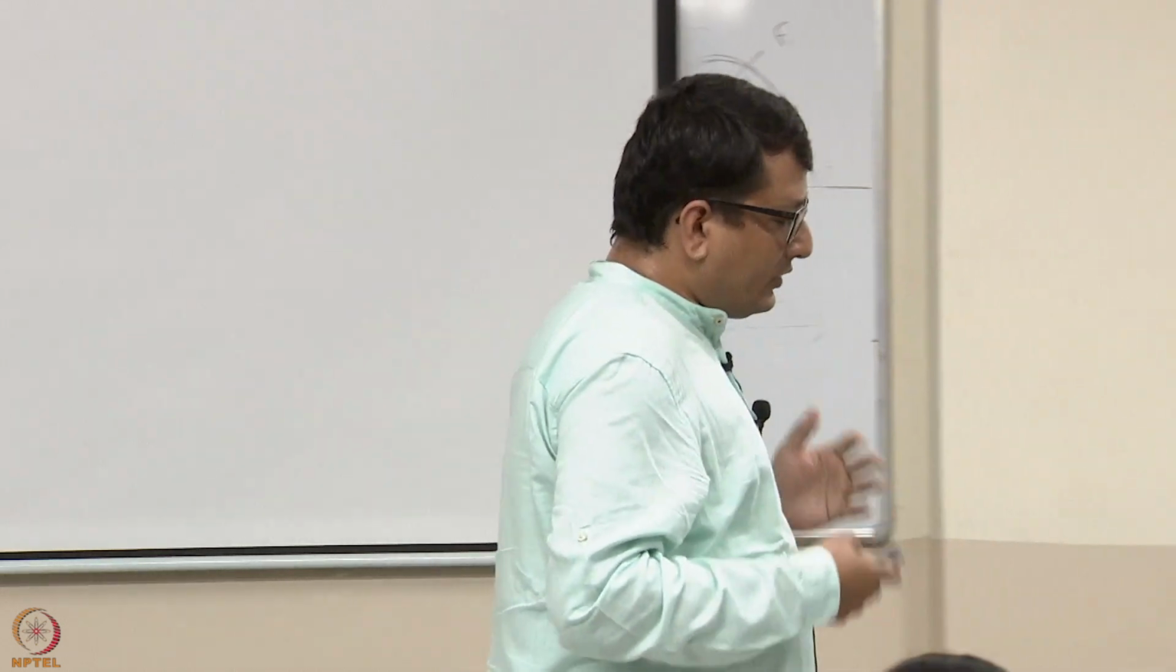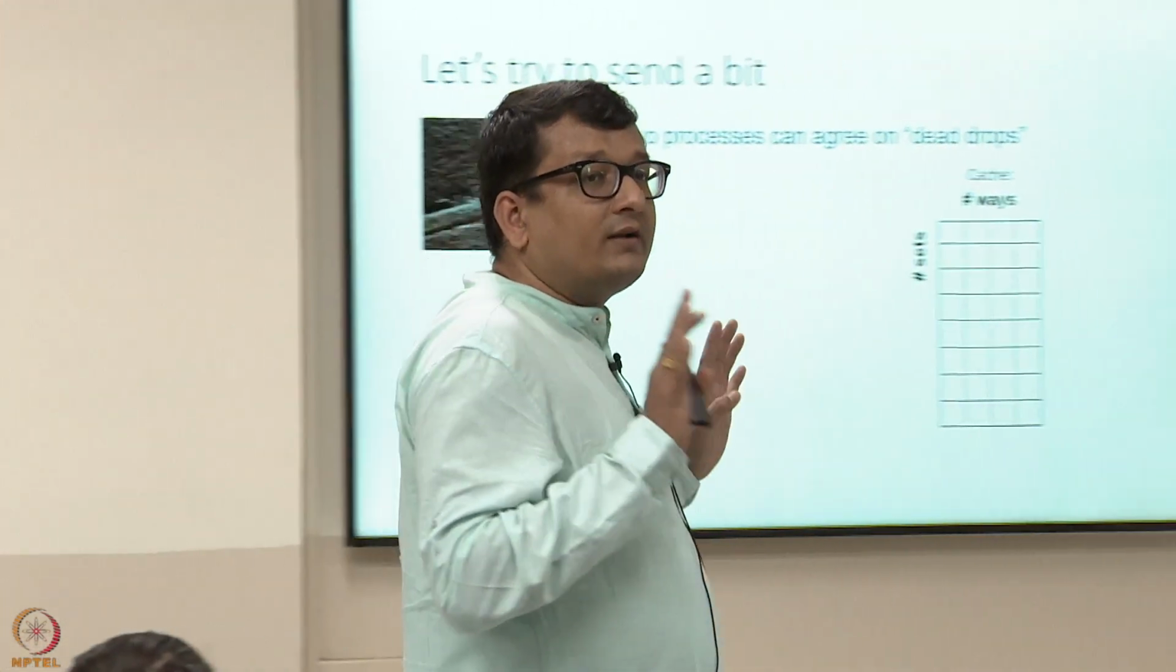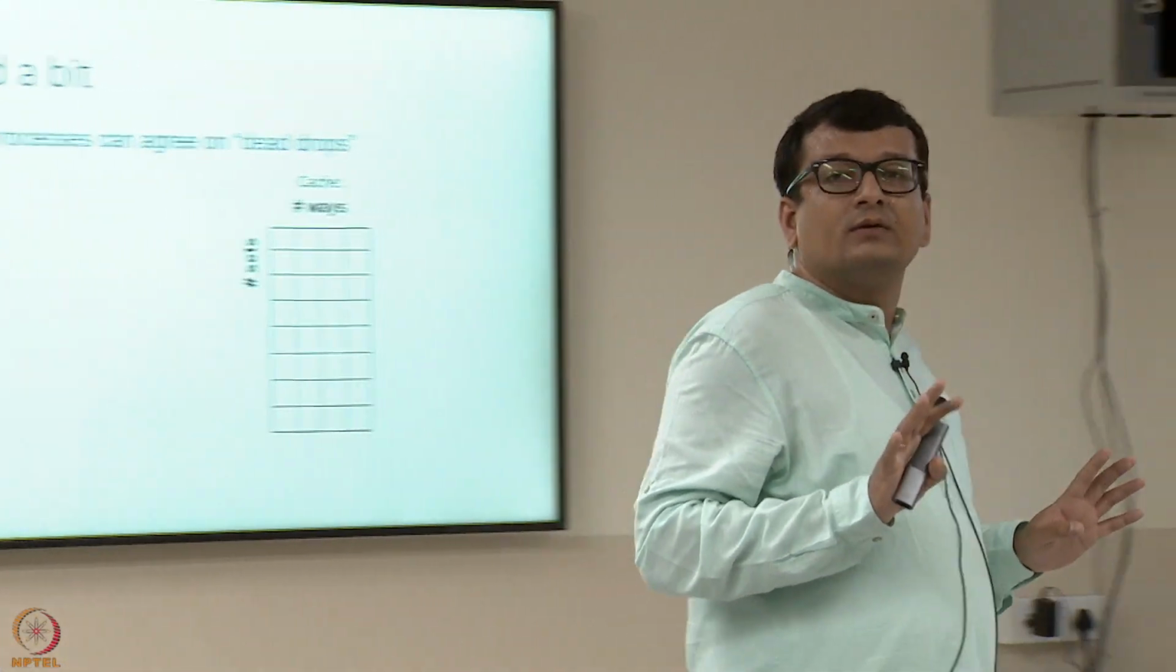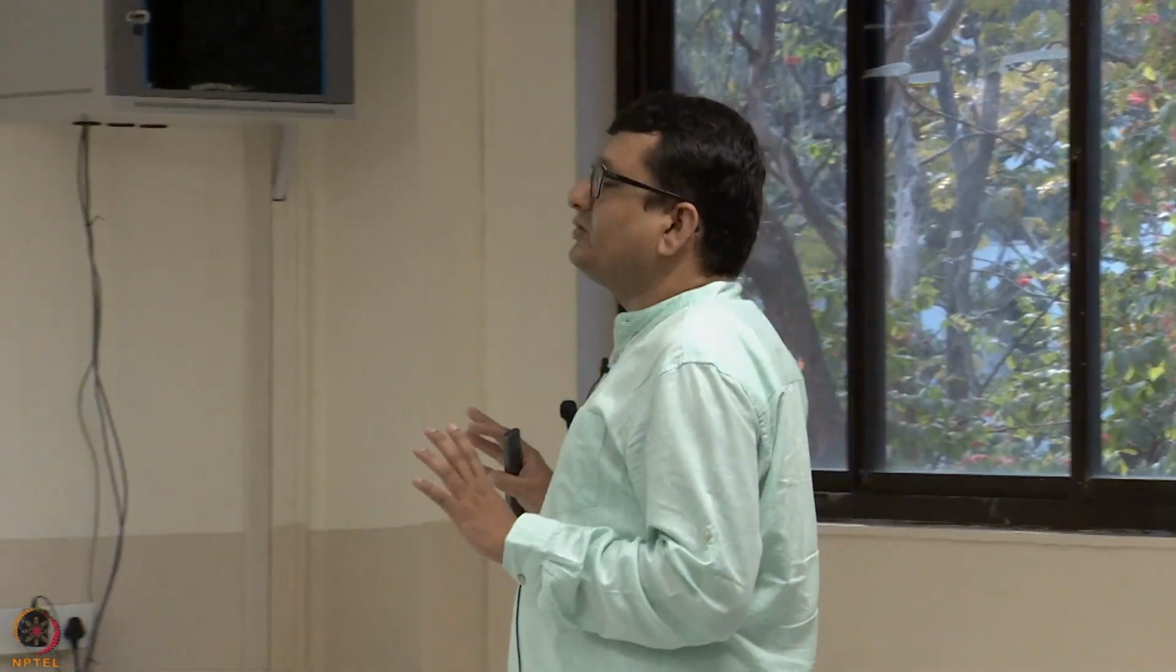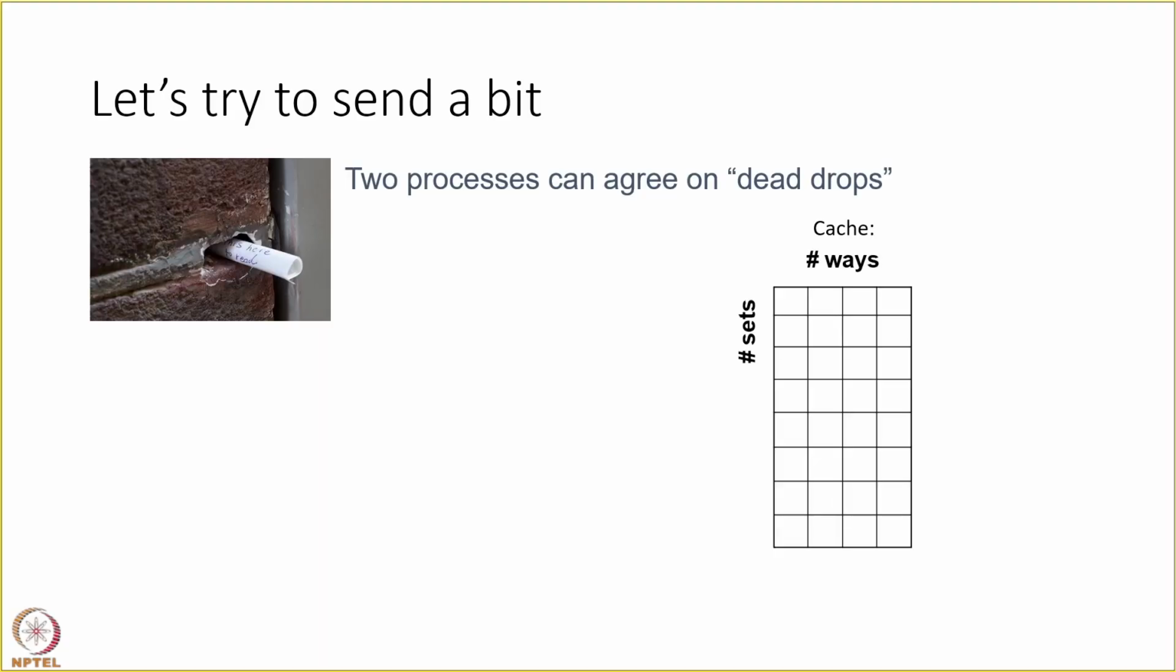So let's try to create a covert channel through cache. Everyone understands cache, right? If not, cache hierarchy. So cache is a black box which is sitting in between your processor and memory, and the goal of the cache is to make sure the average memory access time is less. Have you heard about the notion of sets and ways? Cache memory is organized as rows and columns. The rows are known as sets and the columns are known as ways. If you don't know, it's completely fine, no issue.